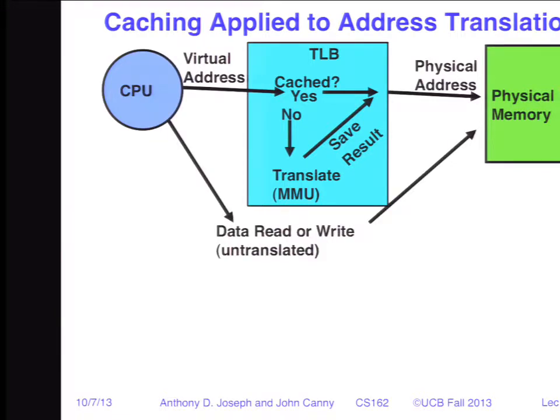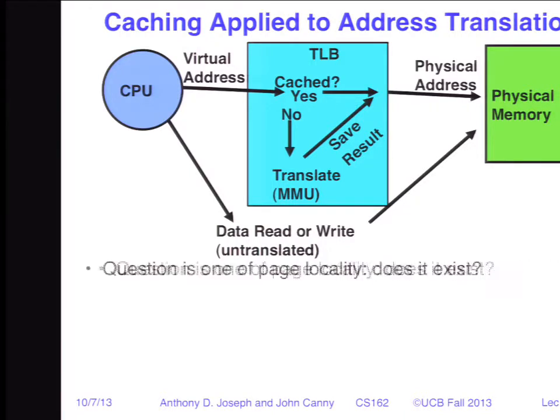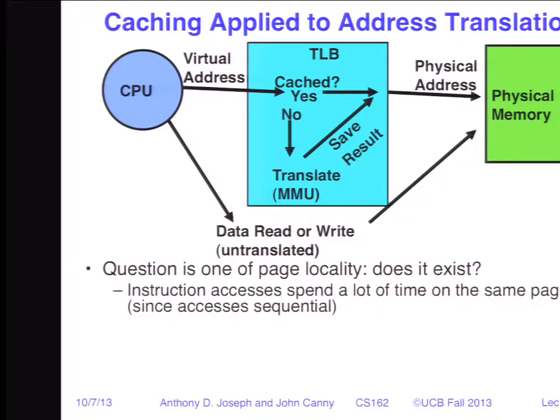And of course, the kernel can do untranslated reads and writes, so generate physical addresses, as you've probably seen in Nachos. OK, so now, first question we can ask is: is there page locality? Is it valuable to cache a virtual page to physical page number translation? And the answer is yes.